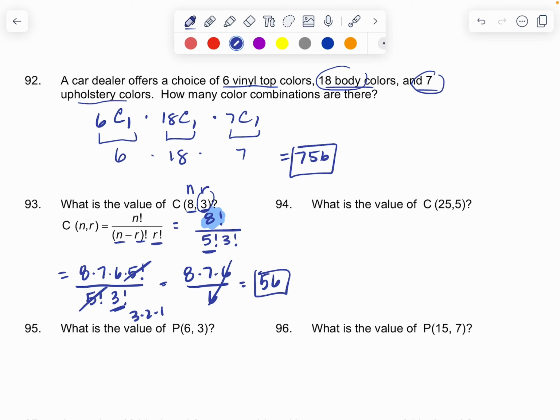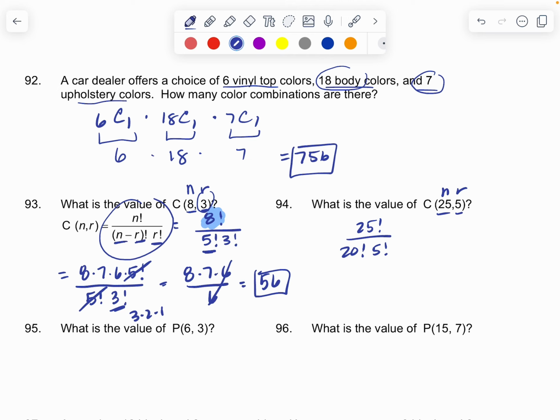Okay, maybe pause the video and see if you can do 94 by yourself. These are not the hardest questions. I'm hoping that you guys can get these easily. So here's your n, here's your r. Plugging it into this formula, we're going to get 25 factorial over n minus r, so 25 minus 5, that's 20 factorial, times r factorial, which is 5 factorial.